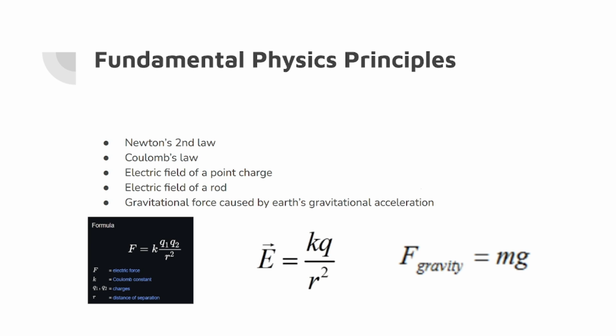Similar to Lab 1, we'll be using mostly the same physics principles, except this time we will add a new formula, which is the electric field of a rod, and I will talk about that later in this slide. Newton's second law, Coulomb's law, and gravitational force are used together because in Lab 1, we determined that since the tape is stationary after we repel it, the electric force must be equal to the gravitational force. So there will be zero acceleration and zero velocity.